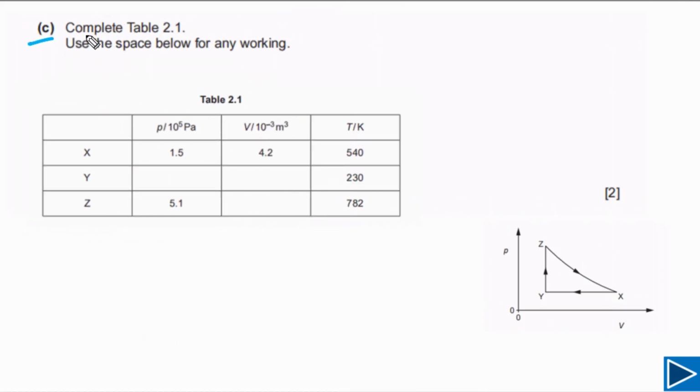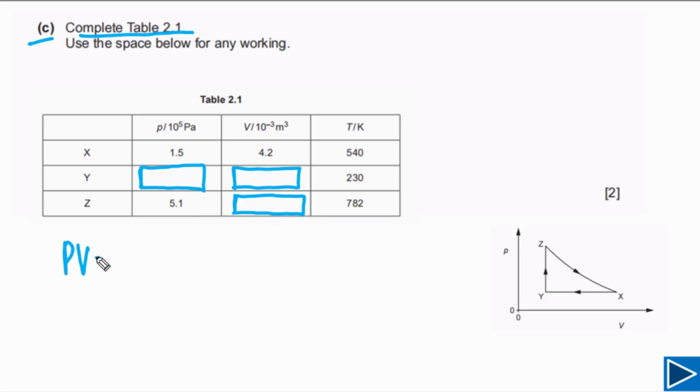For part C, we need to complete table 2.1. Means we have to enter the missing values of P and missing values of V in this table. So these missing values we have to enter. In order to answer this question, we need to understand two things.